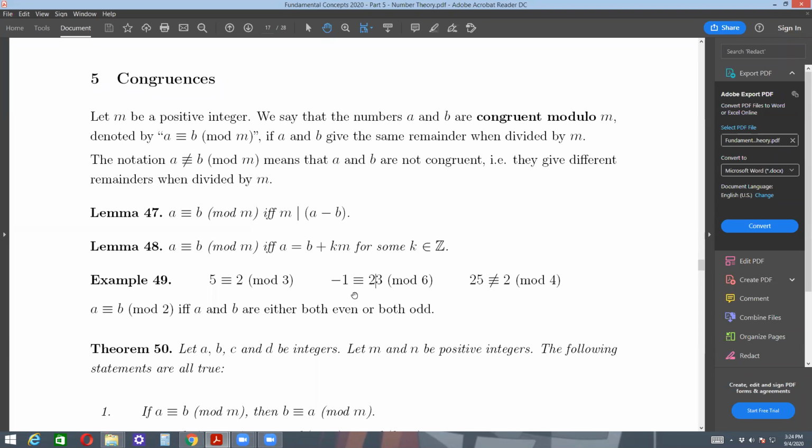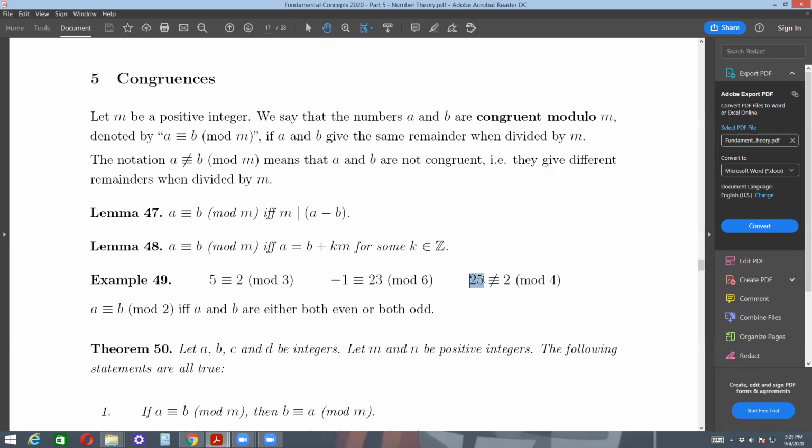Basically you could just add a multiple of 6 to this, and you get minus 1 plus 6 is 5. So minus 1 is congruent to 5. When you have a congruence, you can just add multiples of this number to it and it'll still work. If you think about it, minus 1 and 5, the difference between those is 6, so it's a multiple of the number, so it works.